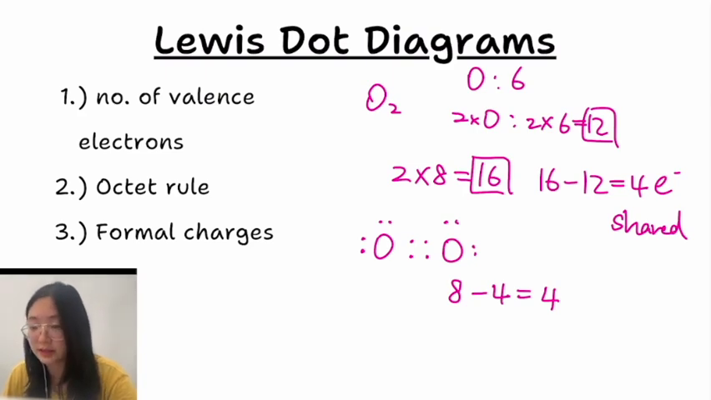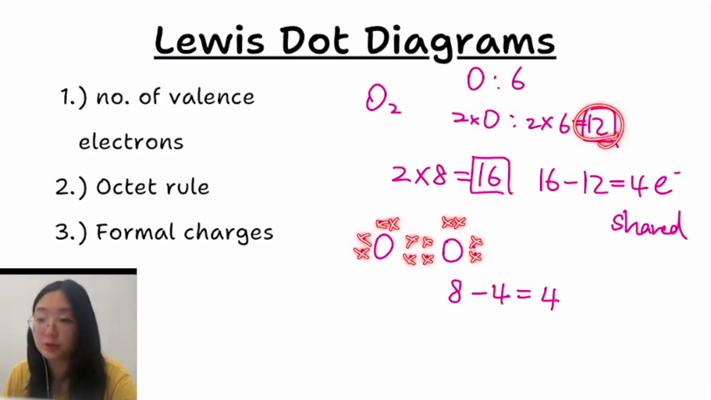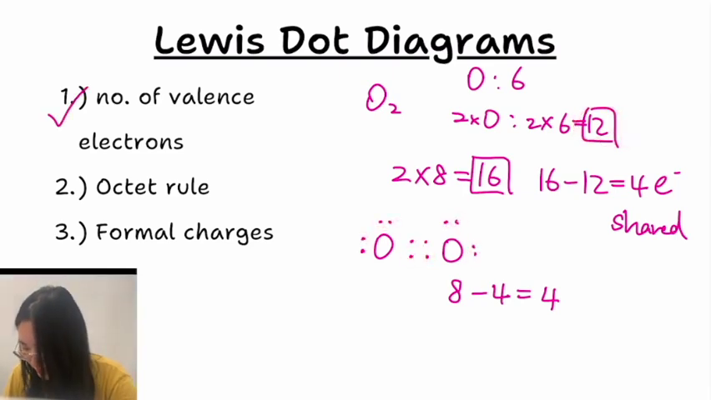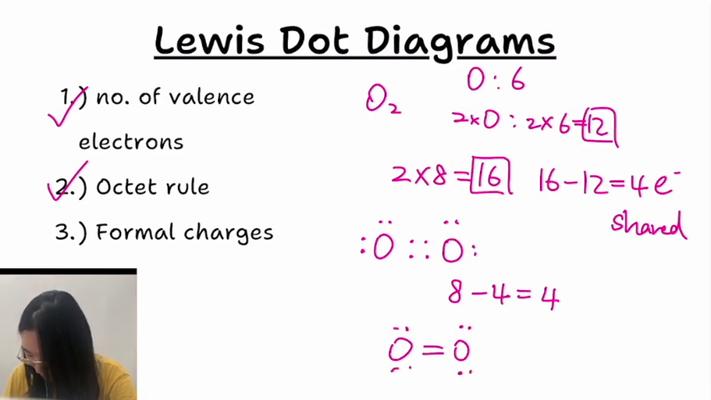Now let's check if this is the correct Lewis dot diagram. 1, 2, 3, 4, 5, 6, 7, 8, 9, 10, 11, 12. So 12 valence electrons in total. Correct. And then next, the octet rule. The oxygen on the right has 1, 2, 3, 4, 5, 6, 7, 8 valence electrons. The oxygen on the left has 1, 2, 3, 4, 5, 6, 7, 8 valence electrons. It's cleared. So this is the most appropriate Lewis dot diagram for oxygen gas O2. For 4 electrons shared, I can use a double bond to represent it. So oxygen double bond oxygen, and each oxygen carries 4 lone pair electrons.